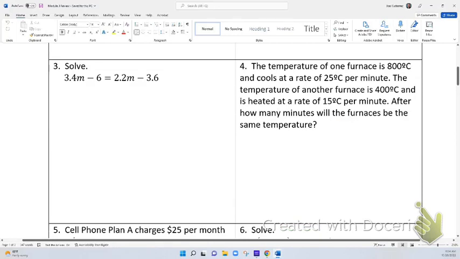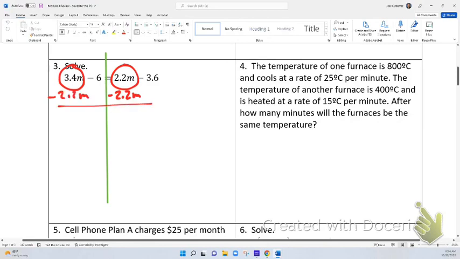All right, and then for number 3, so we already did a whole number or integer. We just did a fraction. Now this one is going to be our decimal, right? So with decimals, treat them the same exact way. So on the left side, you have 3.4 m's. On the right side, you have 2.2 m's. The smaller of the two is the 2.2, so we're going to subtract 2.2 from both sides. These go away.